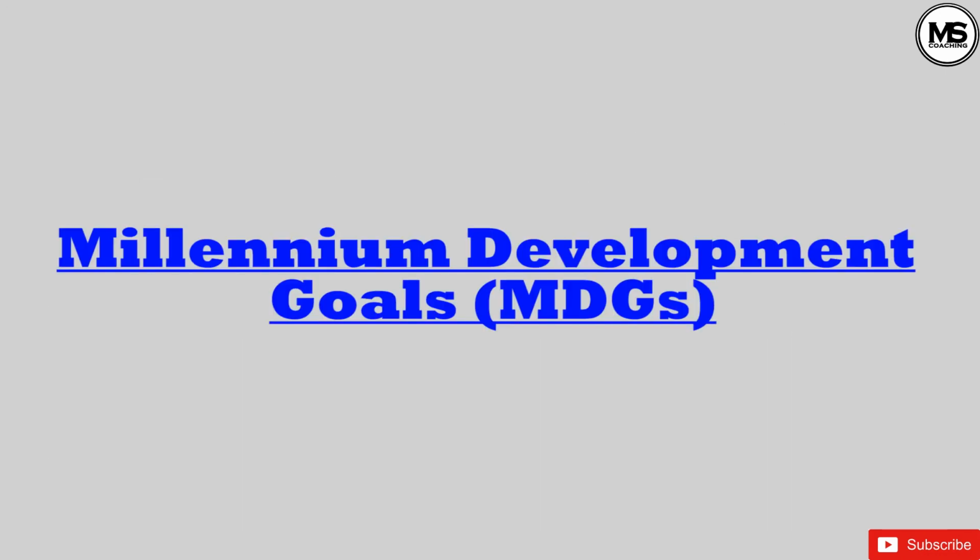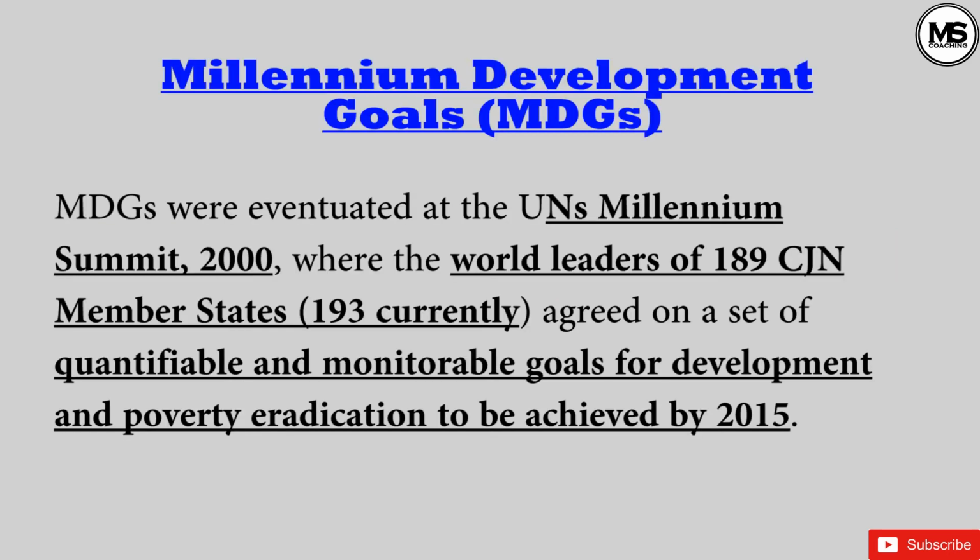Millennium Development Goals, MDGs. MDGs were eventuated at the UN's Millennium Summit 2000, where the world leaders of 189 UN member states, 193 currently, agreed on a set of quantifiable and monitorable goals for development and poverty eradication to be achieved by 2015. MDGs Report.